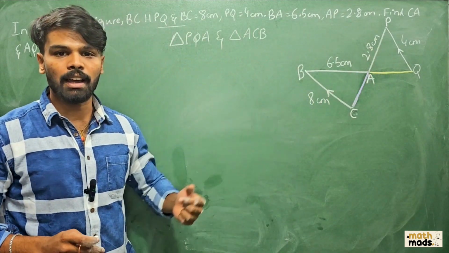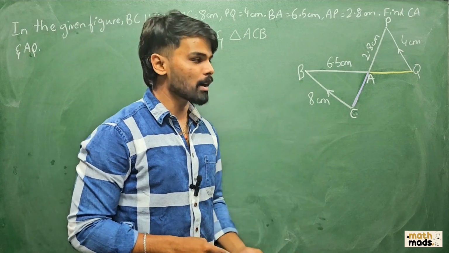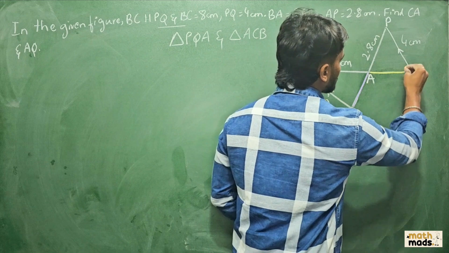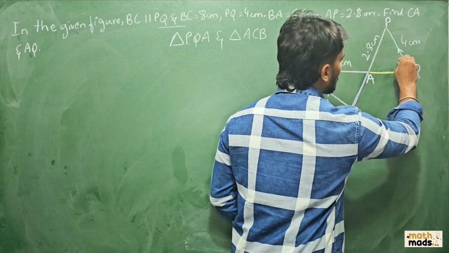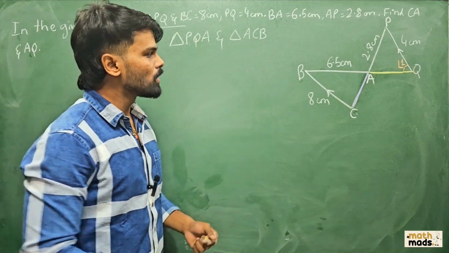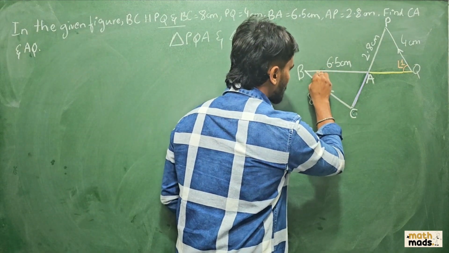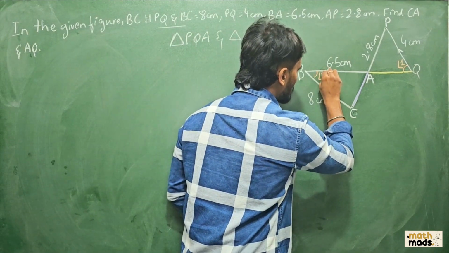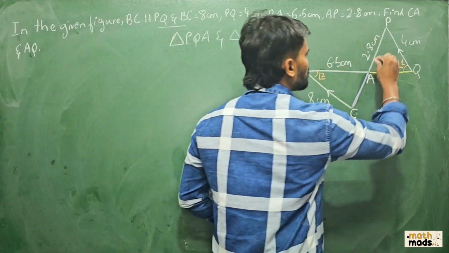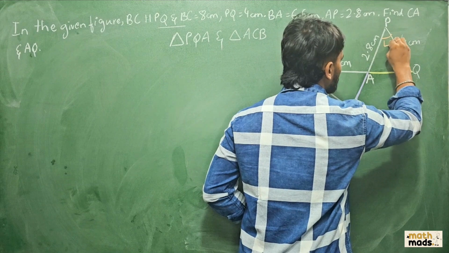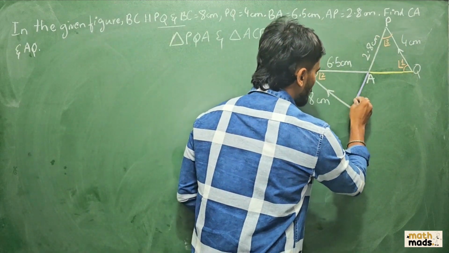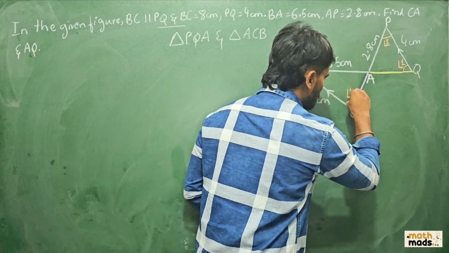So whenever a parallel line comes, your best friend, the alternate angle, comes into picture. So we'll identify the alternate angles. If I consider angle Q to be equal to angle 1, then which is the alternate angle for Q? It is B. Correct? So I'll just name it as angle 2. Now, one more angle. If I consider angle P to be equal to 3, now the alternate angle for angle P is angle C. So I can just write this as angle 4.